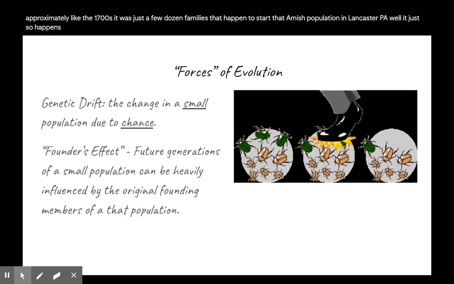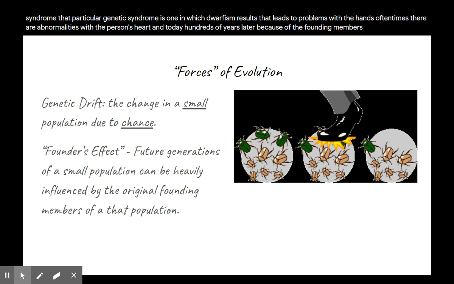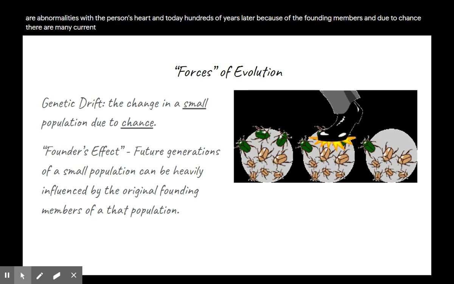Well, it just so happened that one of the founding members of that population, by chance, happened to have a genetic disorder called Ellis-Van Creveld syndrome. That particular genetic syndrome is one in which dwarfism results. It leads to problems with the hands. Oftentimes there are abnormalities with a person's heart. And today, hundreds of years later, because of the founding members of a small population and due to chance, there are many current Amish families that have Ellis-Van Creveld syndrome within.